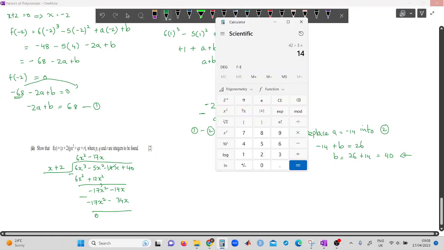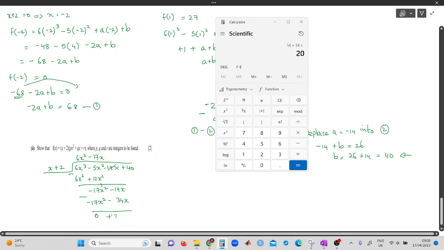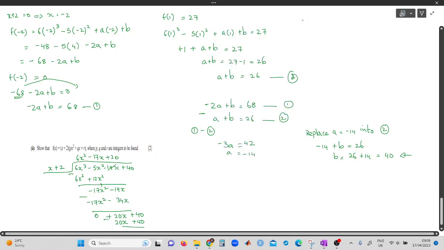Minus 14x minus minus 34x, that is plus 34x, gives me plus 20x plus 40. So 20x divided by x gives me plus 20. Now 20 multiplied by x is 20x, 20 multiplied by 2 is plus 40. So when I subtract, I will get 0.